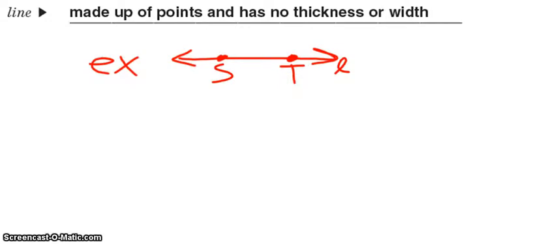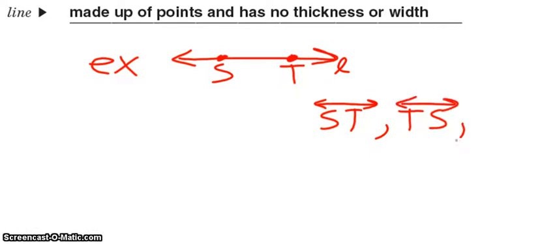In this case, cursive L. The notation of this will be ST. It's a line on top of ST, but do not include the points. You can write the T first if you want to, because the order does not matter, or you can shorten it and just put the cursive L.